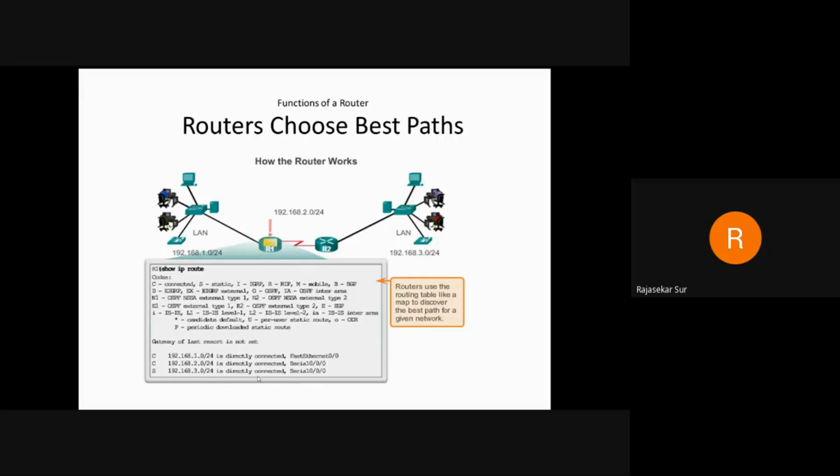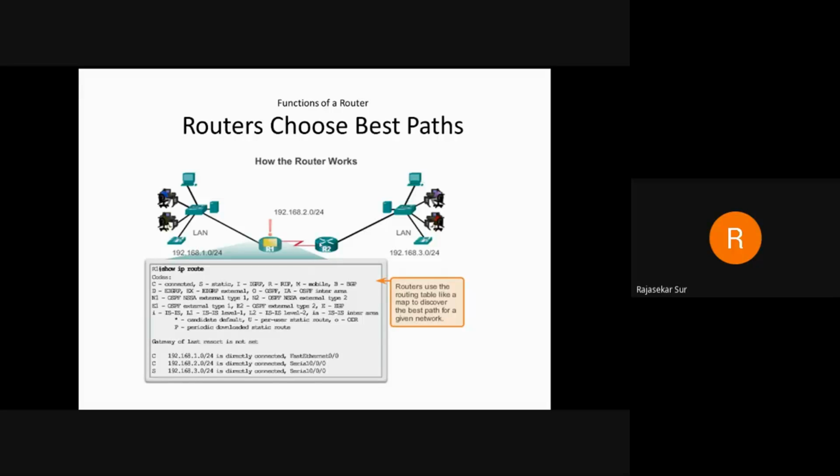Now the router is going to search in the routing table and it is finding the best path for me. Now the router is telling, go straight or go left or take right. So it is giving the instruction to me. Now my packet is moving to the next router.